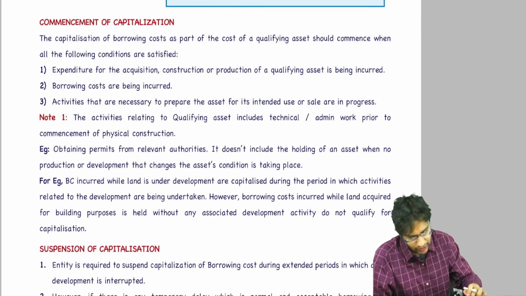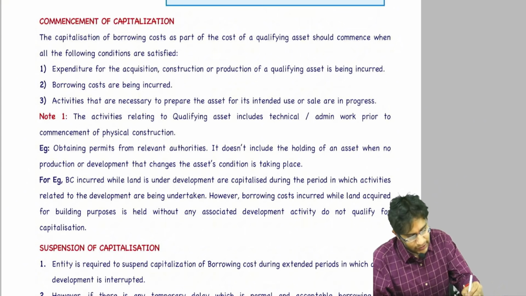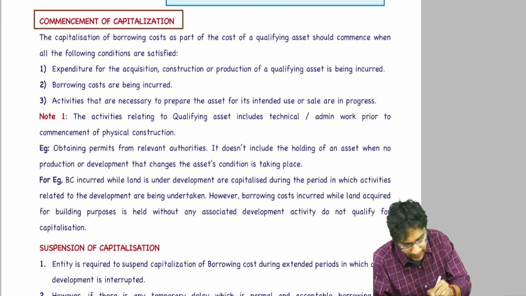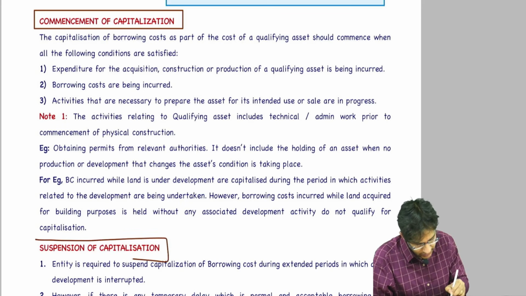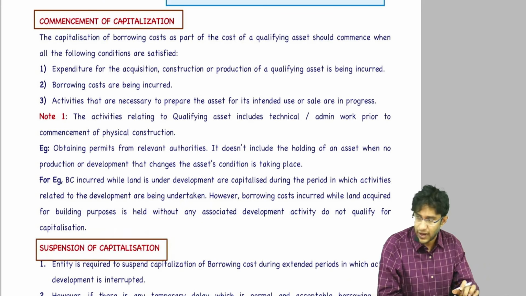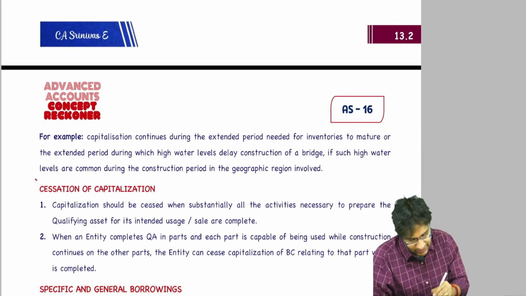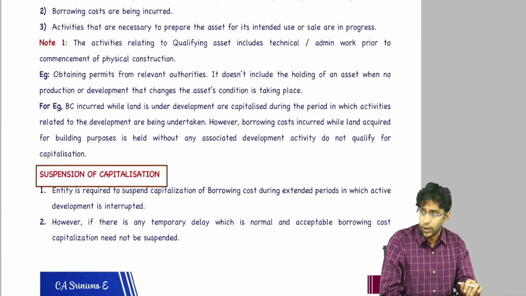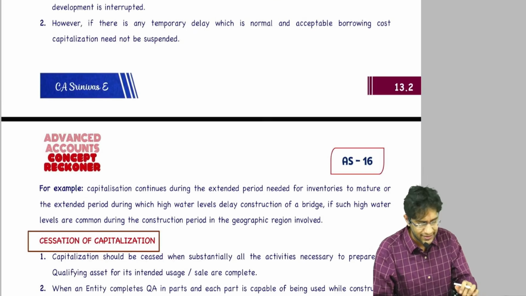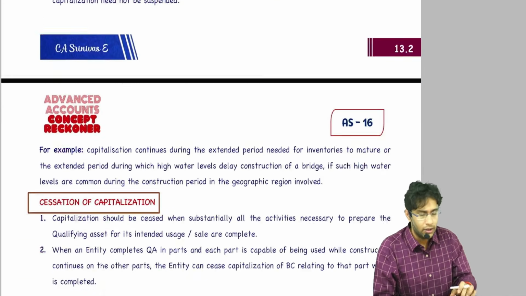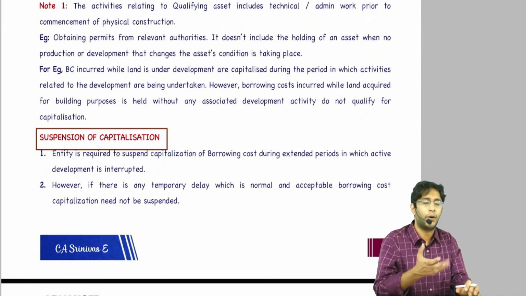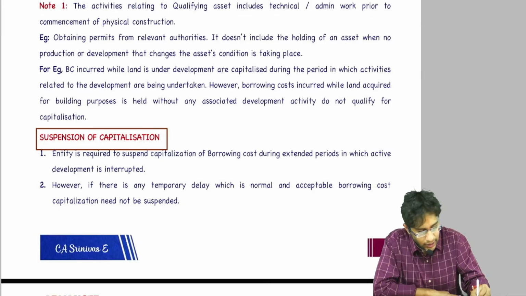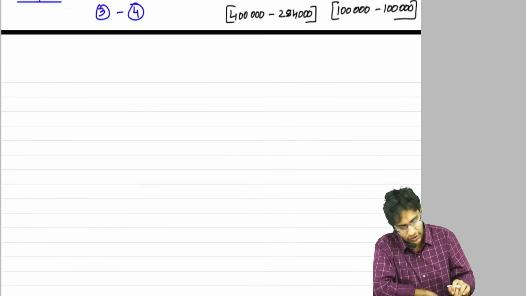Now coming to the theory parts. There are 3 aspects you have to discuss, sir. One is called commencement of capitalization. One is called suspension of capitalization. Finally, cessation of capitalization. If these 3 points are over, then it's like half of the standard is over. The second half is the most important for this chapter, sir. First half is only concept based. So let's see quickly what is commencement, suspension, and cessation of capitalization.